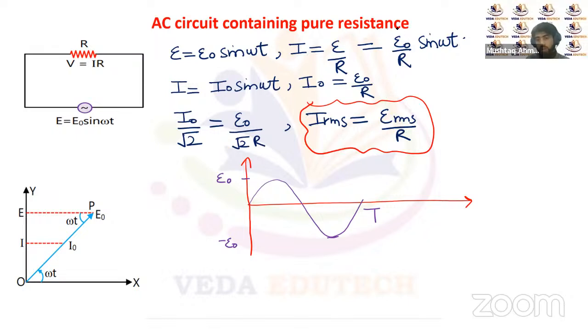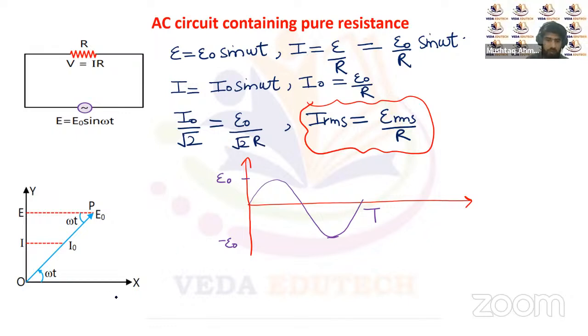But the amplitude of the current here is less than the amplitude of voltage, because there is a factor of R, right? Let's suppose this R is greater than 1. If R is greater than 1, then the amplitude will be less than the AC voltage here, right?